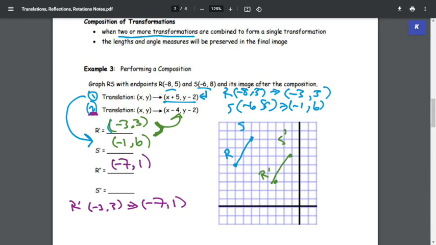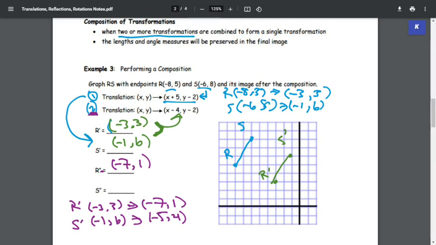So I'm taking my R prime, and if you notice, there are 2 primes here because I'm doing a second transformation to it. So how many transformations we do to this is going to add another prime on there. So that's going to be my R double prime. You can do the same thing with my original S prime and get S double prime. So that's going to give me -5, because -1 minus 4 is -5. 6 minus 2 right there is going to be 4. So this is going to be my new coordinates.